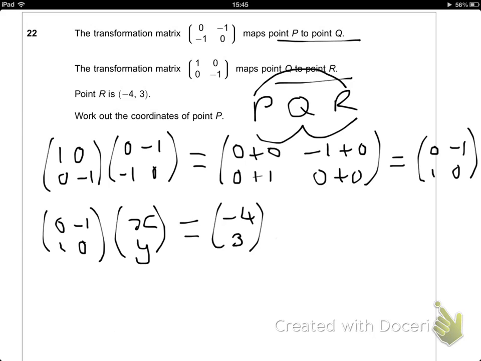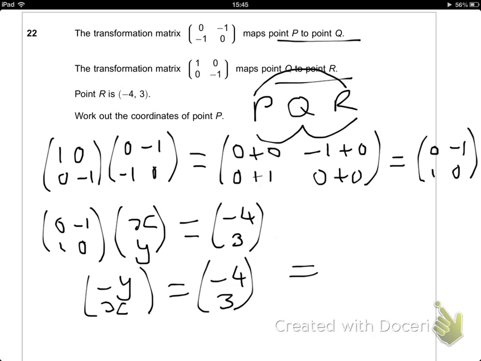So working backwards, if you multiply those together, 0 times x is 0, and minus 1 times y is minus y, and 1 times x is x, and 0 times y is 0 plus y, which means the coordinate must be that, which means that x is 3 and y is 4. So the coordinate P is 3, 4.